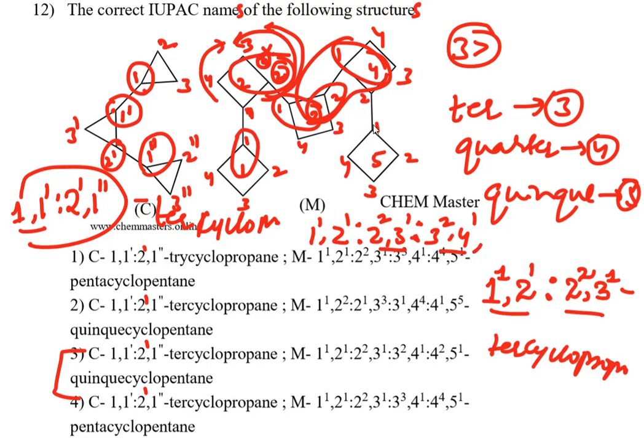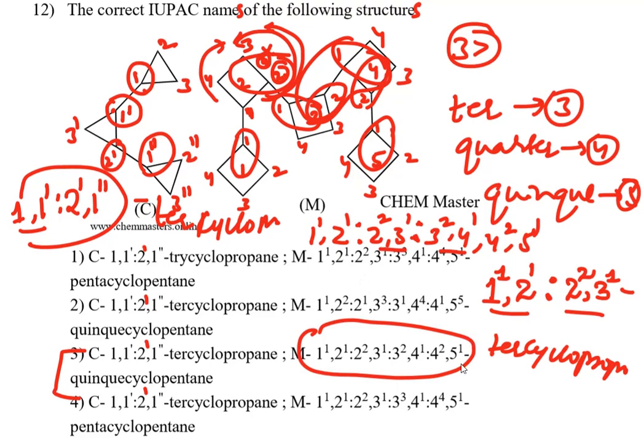And now just look at the fourth junction, here 4 superscript 2, right? So 4 superscript 2 comma 5 superscript 1. So now just look at the third one representing it. And here how many identical cyclobutane rings are there? 5. So we can give quinquecyclopentane. So option 3 is the correct answer for the second structure, right?